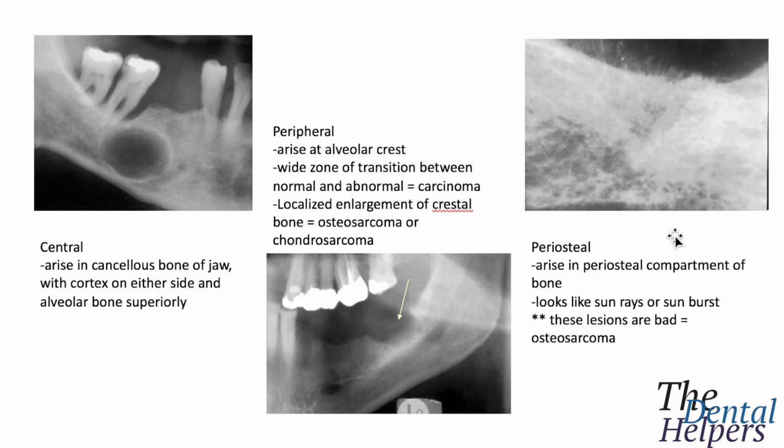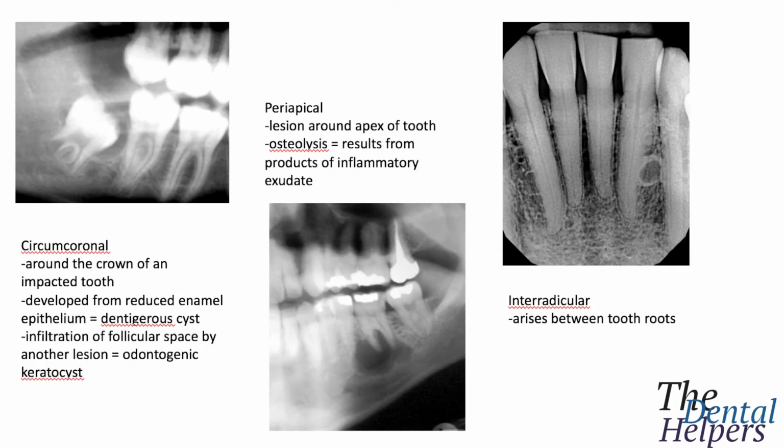Now we can have a periosteal, which is going to have kind of a sunburst or sun ray pattern where it almost looks as though you have little hairs on end. And these are going to arise in the periosteal compartment of bone. So thinking periosteal, it's kind of obvious. These lesions, of course, are not going to be something good. So this is going to be bad, and they're going to be similar to what you see in an osteosarcoma. You can have circumcoronal, which, if you think about it, circum means around, coronal means crown. So it's going to be something around the crown that we see right here.